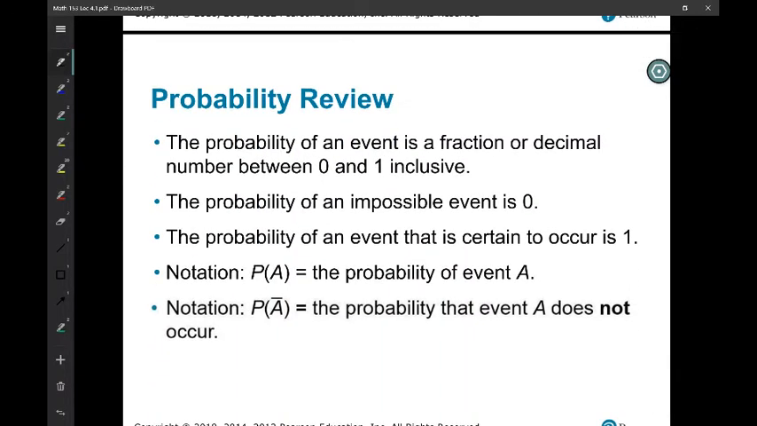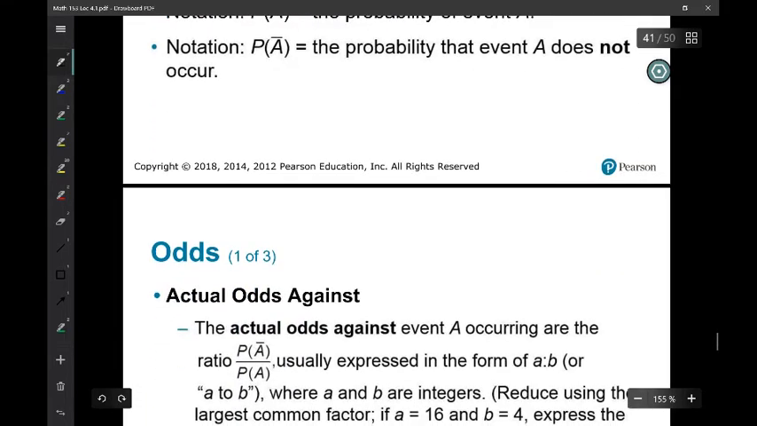Okay, so here's a review of what we've learned. Probabilities have to be numbers between 0 and 1 inclusive. Probability of 0 is impossible. Probability of 1 means absolutely certain to occur. Here's our notation for the probability of an event. Here's our notation for the probability of the opposite of a given event, or the complement.